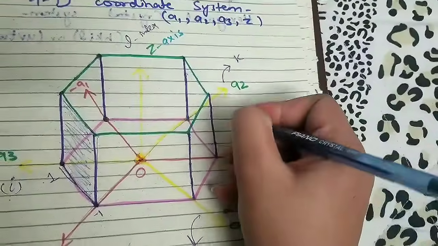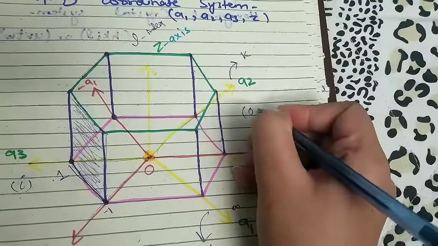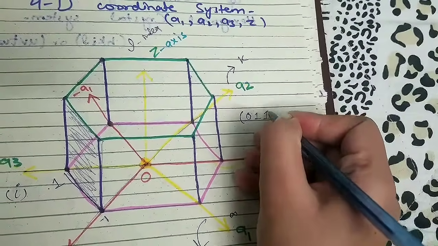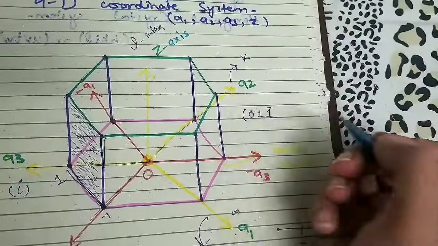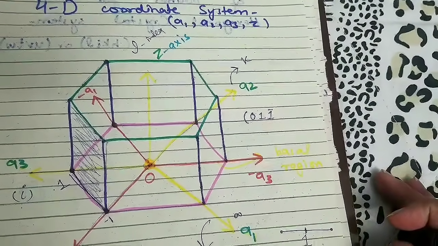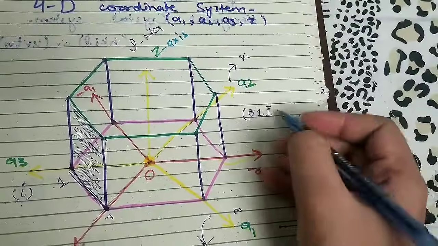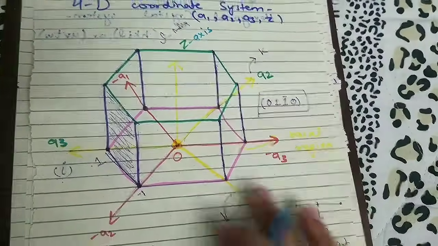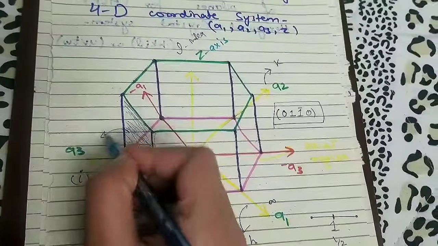Hence we'll enclose these digits in a round bracket. The first index was 0, the second was 1, the third was -1, which we represent as 1 with a bar on it. Any numerical digit with a bar on it means it's a negative number. So -1 and 0 again. So these are the Miller-Bravais indices for this plane.